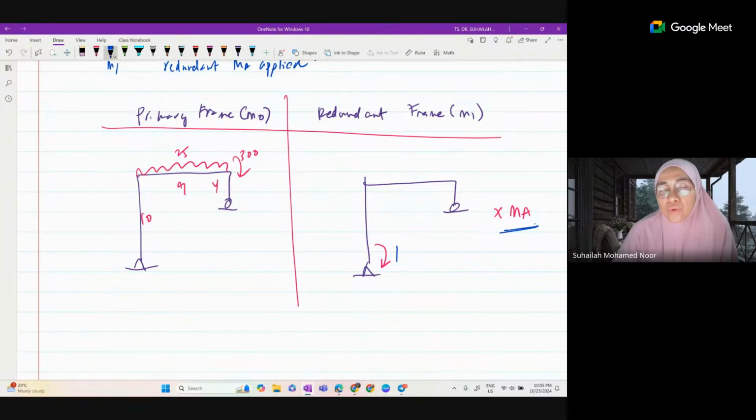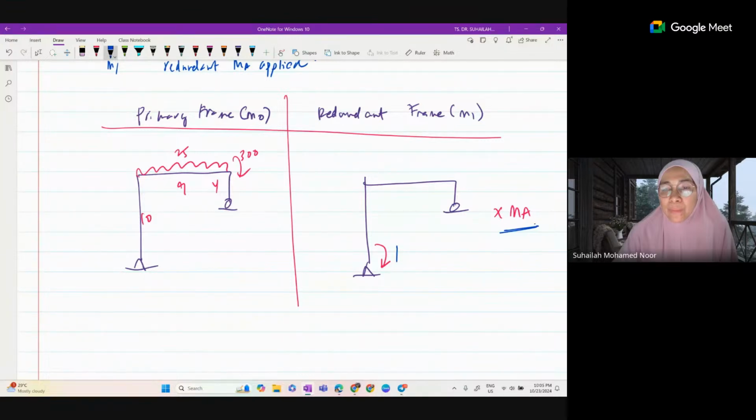So we have two systems, the primary frame and the redundant frame. There is no difference at all from the previous one, except that the compatibility equation is not equal to 0 anymore because of the support settlement. The rest is the same. So using the dimensions given, we will calculate the reactions at the supports for both the primary frame and the redundant frame.